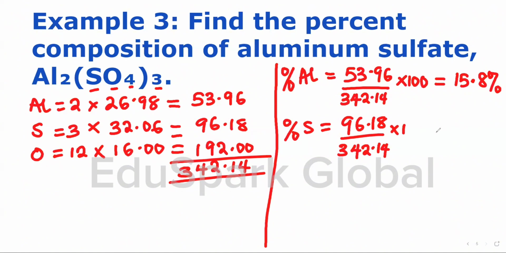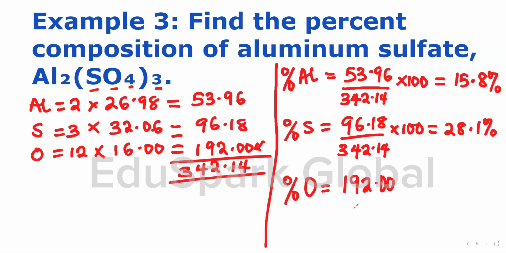100, which is equal to 96.18 over 342.14 times 100, and that gives me 28.1%. The last one, percent oxygen, will be the total mass of oxygen, 192.00 over 342.14 times 100, and that gives 56.1%.